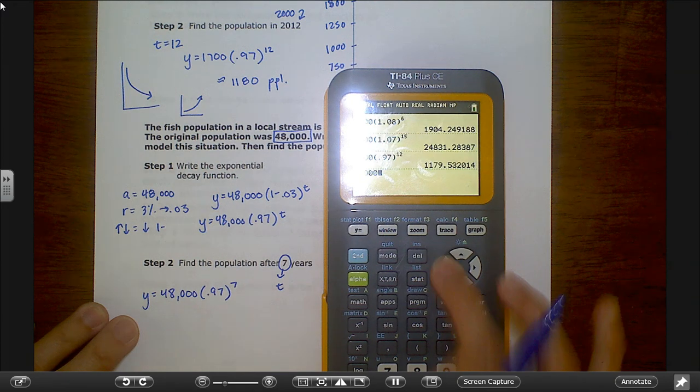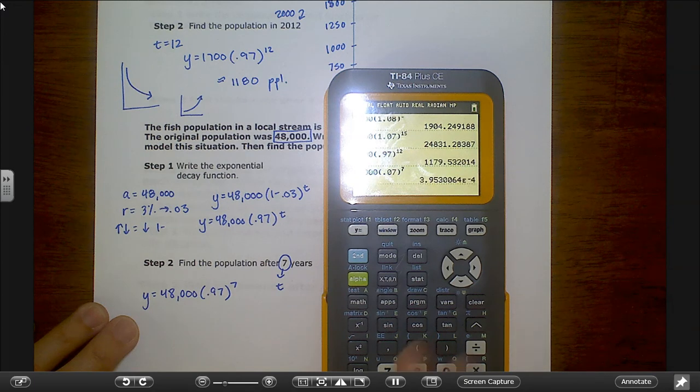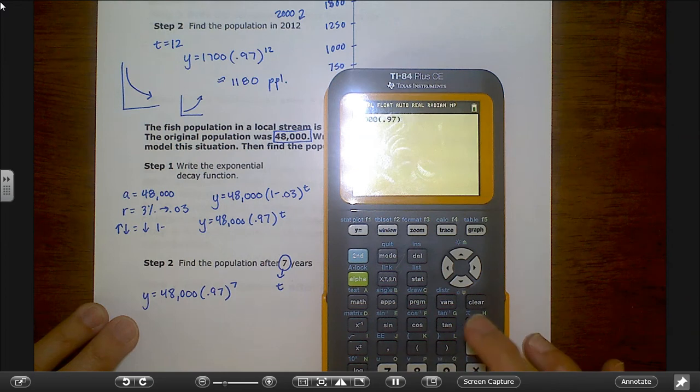Oops, sorry. Parentheses, 0.07 to the 7th. It would have done it just fine either way. I'm just used to parentheses. Oh, not 0.07. Clear. Sorry. 0.97. 48,000 times 0.97 to the 7th. I didn't read that carefully enough.